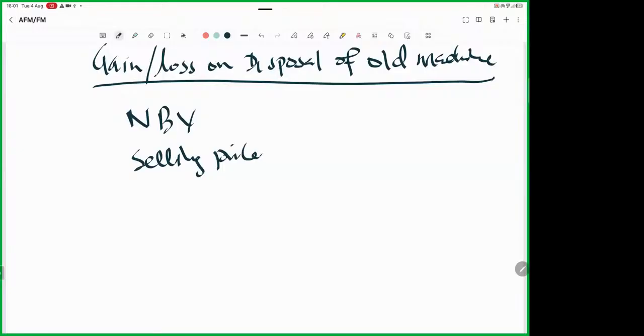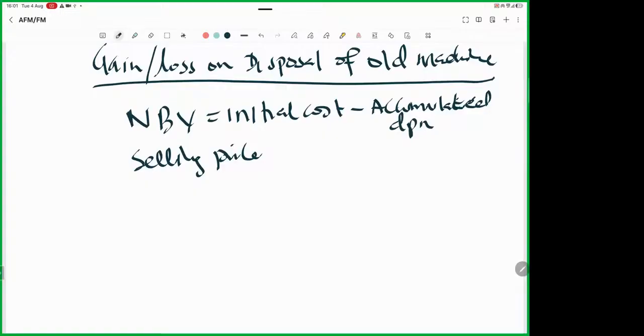I don't have a problem with the selling price. What will disturb some of my students here will be the net book value. How do we get this net book value? To get the net book value, you will take the initial cost minus accumulated depreciation. You take the initial cost minus accumulated what here? Depreciation. So initial cost, I've got no issue at all.